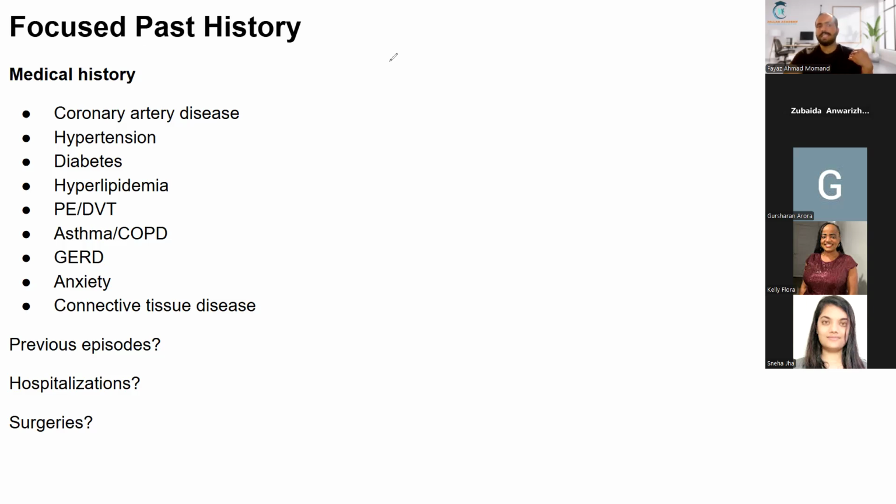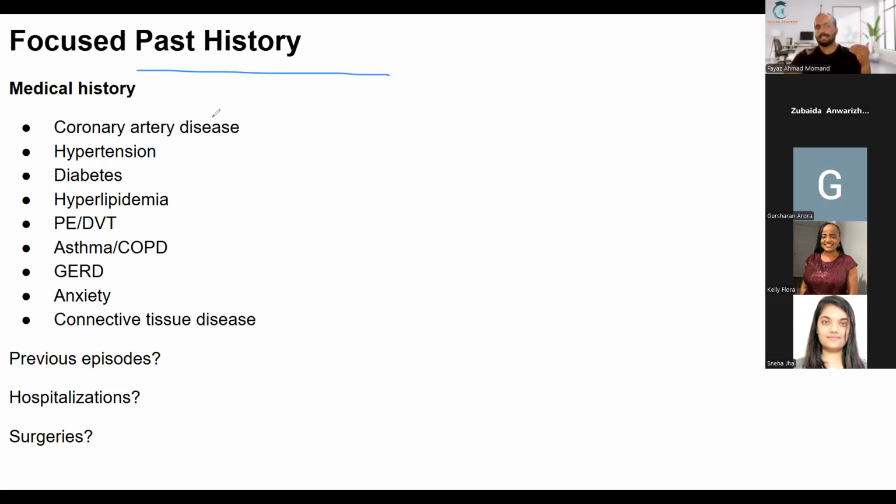Past medical history: cover coronary artery disease, hypertension, diabetes, and dyslipidemia, at least these four. If you have time, cover history of clots, lung clots, clots in the legs. Don't say pulmonary embolism. Say, have you ever been diagnosed with a lung clot or a clot in your leg?